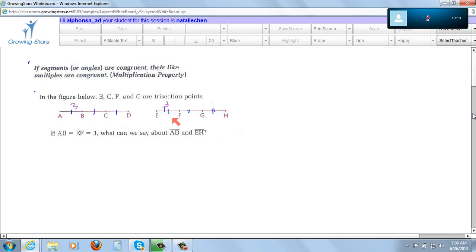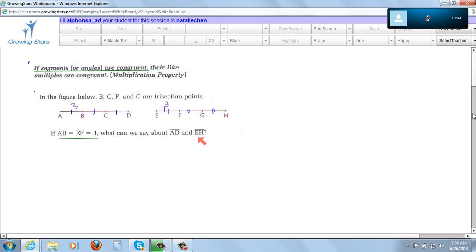That means the first part of the statement: if segments are congruent. Similarly, here it is given AB equals EF equals 3. These are corresponding angles, right? So if segments are congruent, their like multiples are also congruent. So the question here is, what can we say about AD and EH?